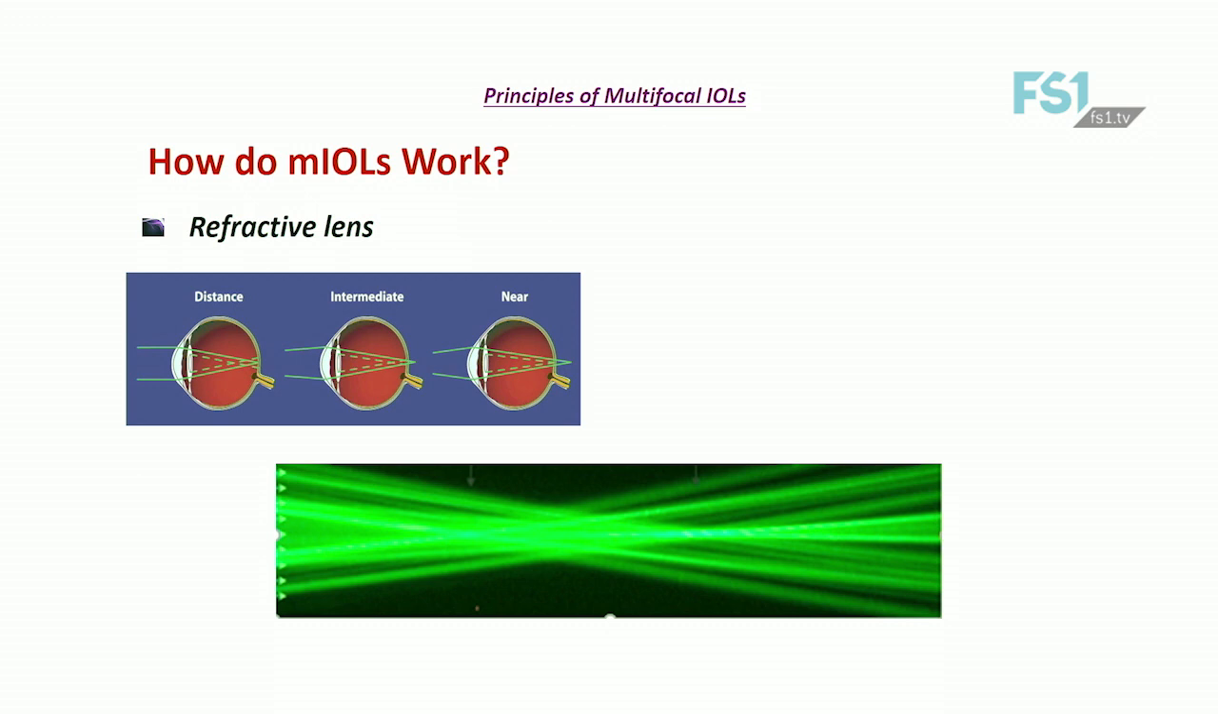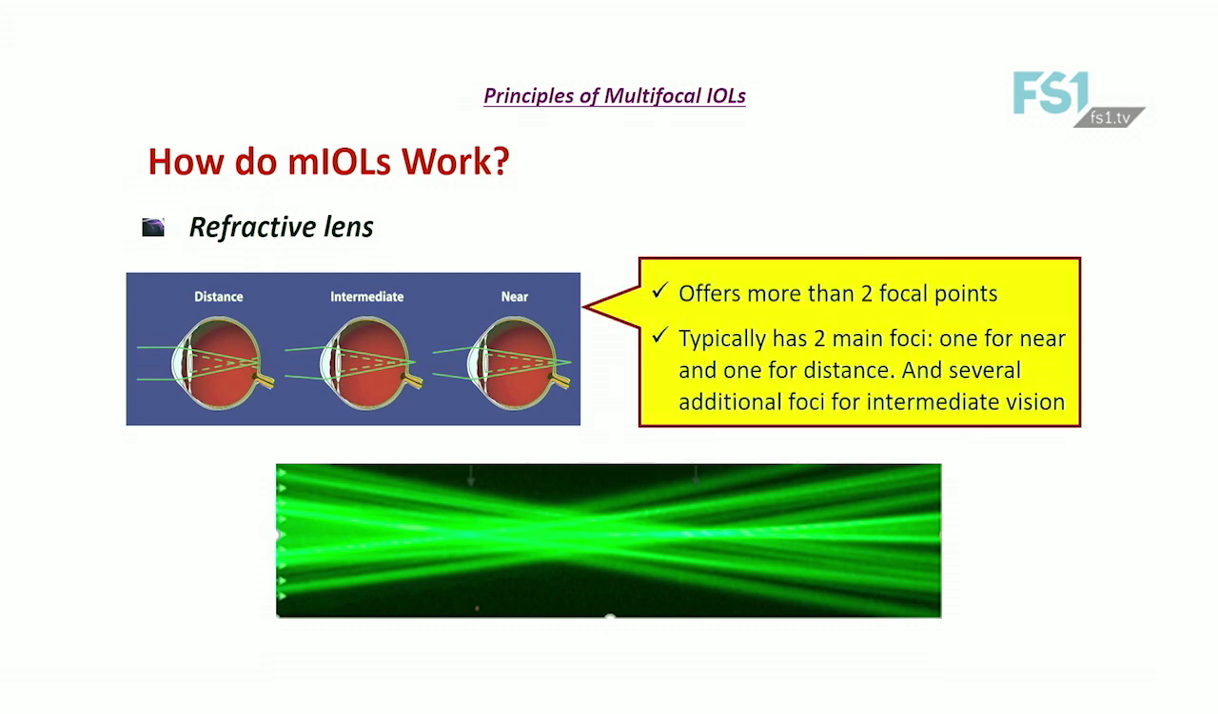So, what is a refractive lens? A refractive lens offers more than 2 focal points, and basically in the modern world, every patient needs not only distance vision but also intermediate vision, because everybody now works on the computer, and especially even those who don't actually need intraocular lens implantation. Sometimes patients come to a doctor and ask that they need glasses for distance, for near, and also for the computer.